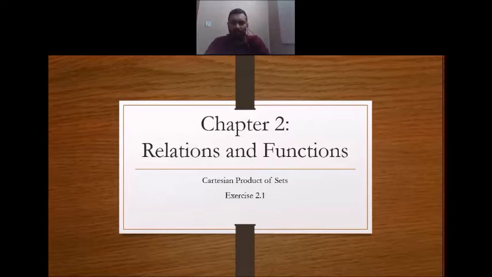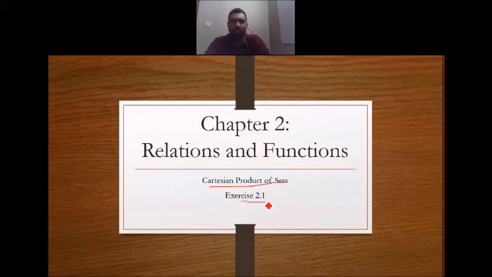We are currently doing chapter 2, relations and functions. Here we are dealing with Cartesian product of sets. In that we have dealt with Cartesian product of sets. What is a Cartesian product? We have dealt with various remarks. Now we shall do exercise 2.1.